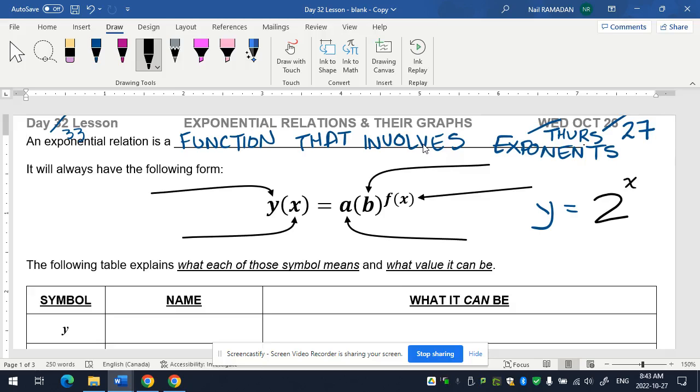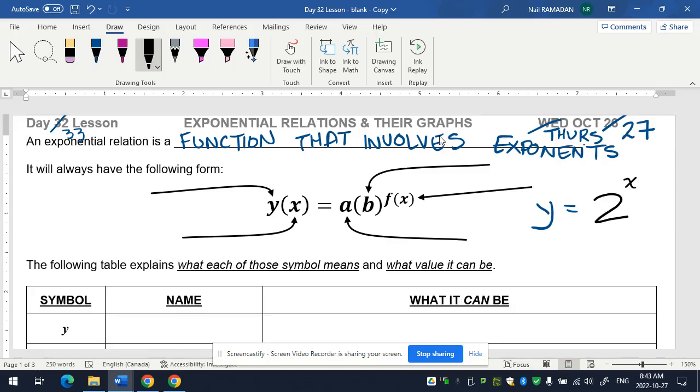So all you have to know is that in an exponential relation, which one has to be the base, the x or the number? And what has to be the top, the x, the variable, or the y? Okay, so always know exponential means number down, variable up, every single time.